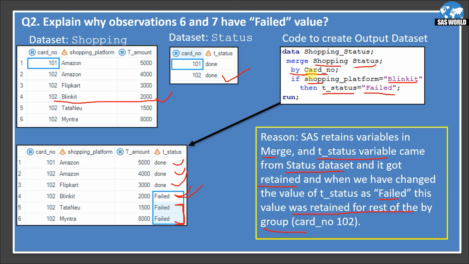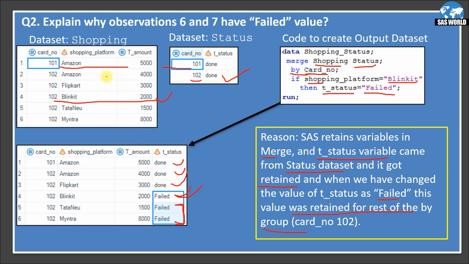Now you tell me what type of merge this is. When we use a BY statement with a variable, we know this is a match merge, right? Now we'll find out what type of match merge. For 101, we have it only once here, and only once here. So this is a 1 to 1 match merge. But for 102, you can see 102 is 5 times here, and here 102 is 1 time. That means 5 times means many. So here we have many, here we have one. So this match merge is many to one.